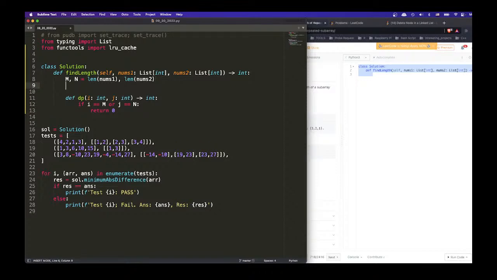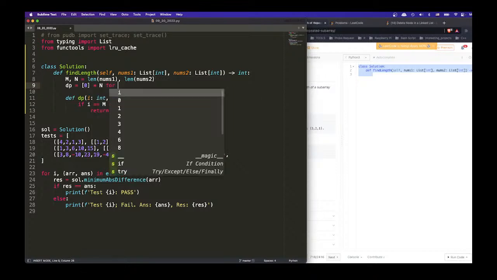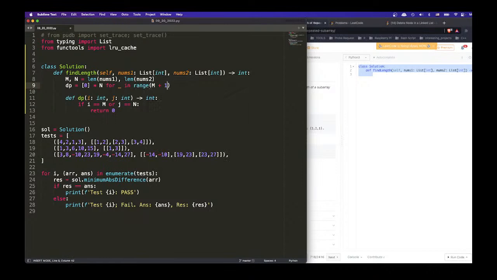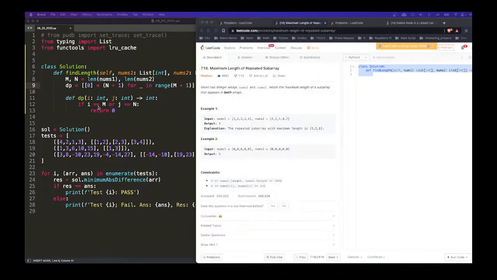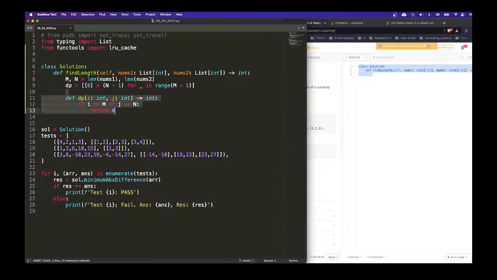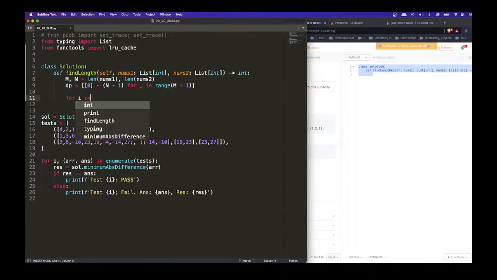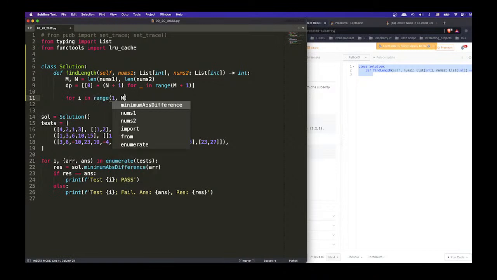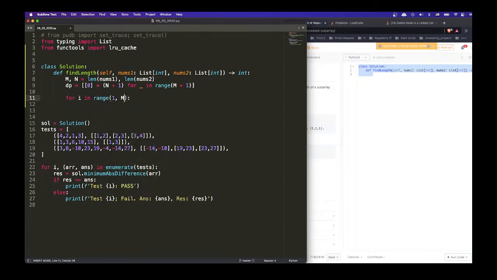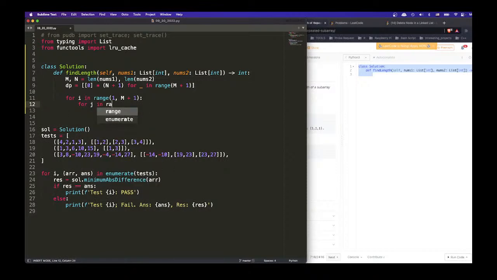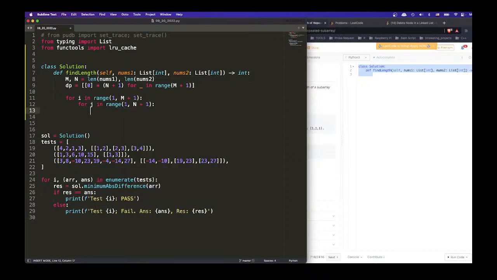Let's do bottom up. Oh man, honestly I don't know. Bottom up is more intuitive for me. Actually, we need to do n plus 1. Okay, so we can say for i in range 1 to m plus 1, j in range 1 to n plus 1, right?